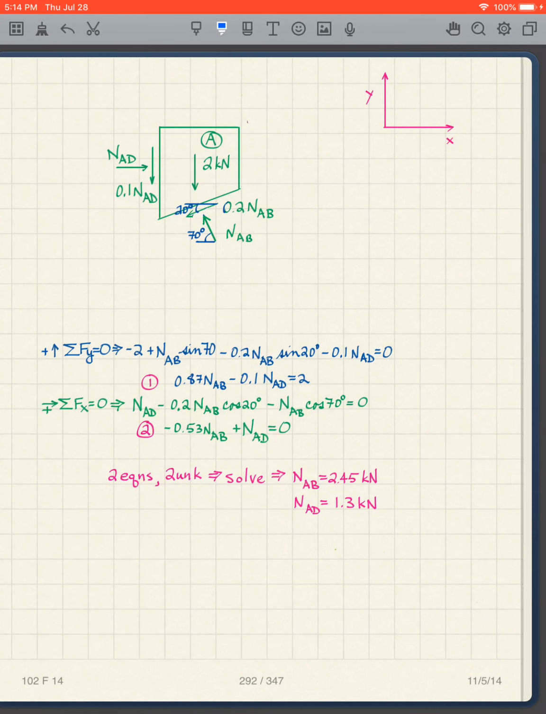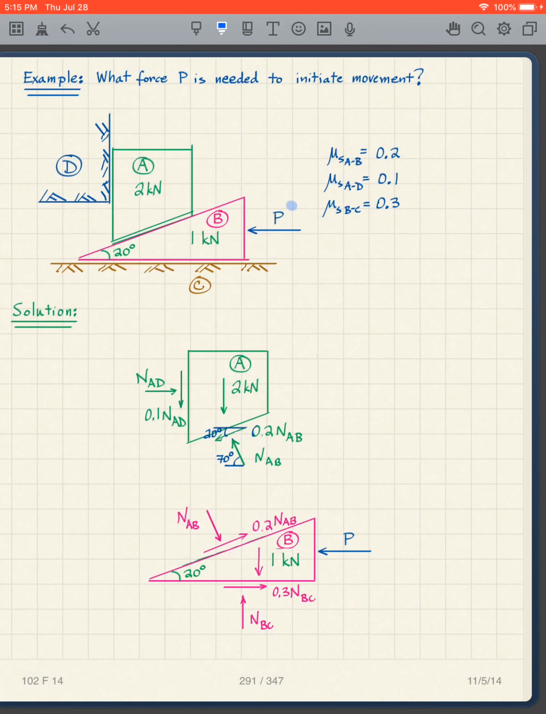So remember what we were solving for. What force do we need to push this wedge this way, which moves that up that way? And we came up with our number of 2.24 kilonewtons.